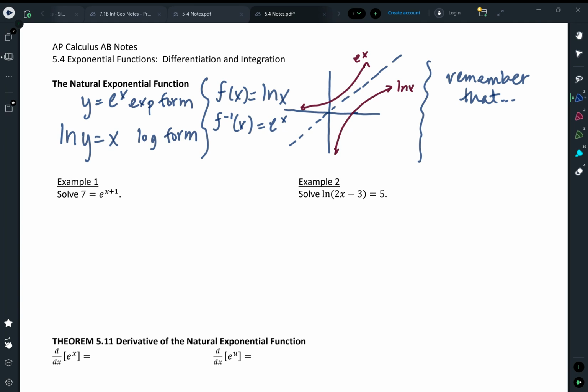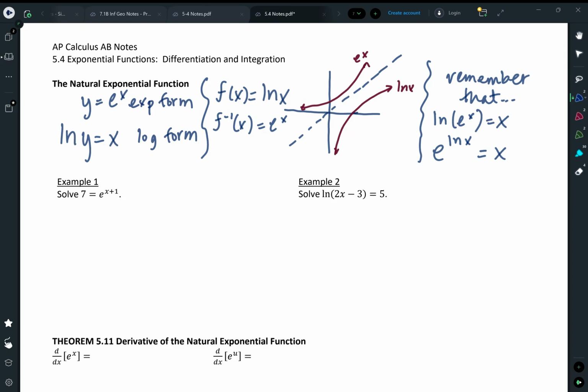Do remember that if I take a natural log of e to the x power, it's just equal to x because natural log and e are inverses. And if I have e to the natural log x power, that's also just going to equal x because e and natural log are inverses. These are different things that we should remember about exponential and log functions to be able to do our math today.